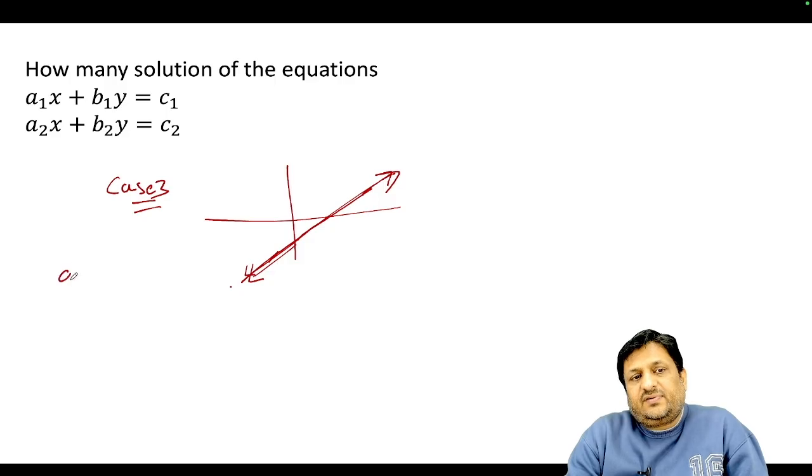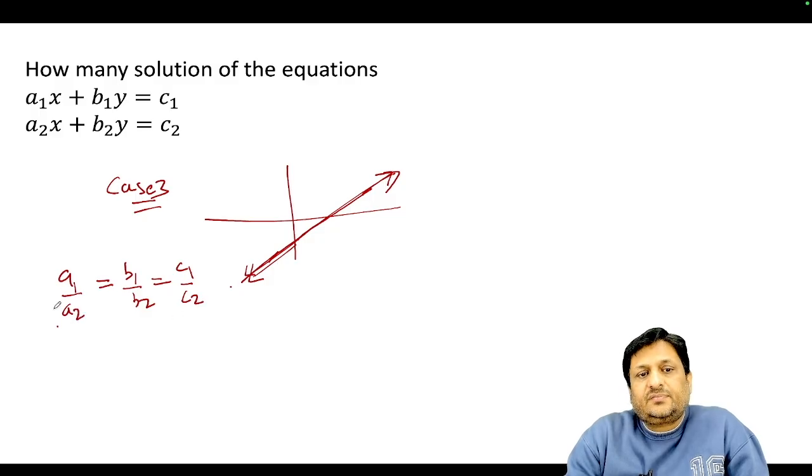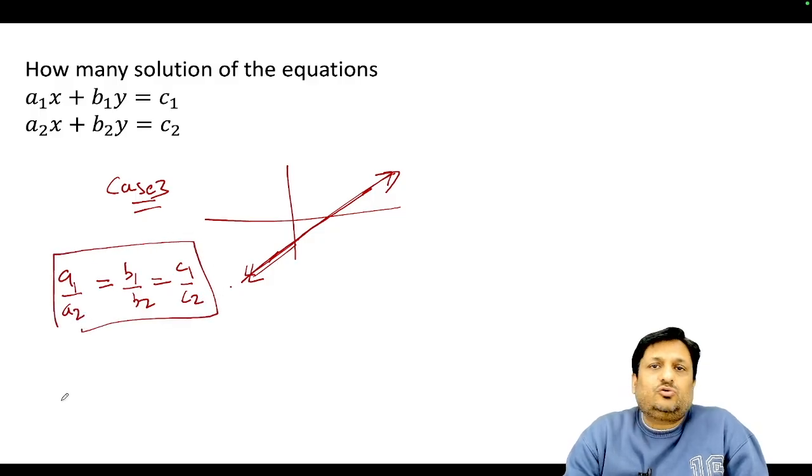So this happens when the ratio of the coefficient of x is equal to the ratio of the coefficient of y, which is further equal to the ratio of the coefficient of constant terms. So when this happens, actually these two lines become one.